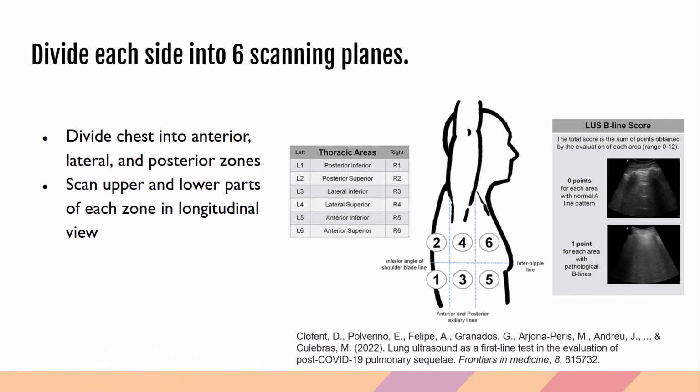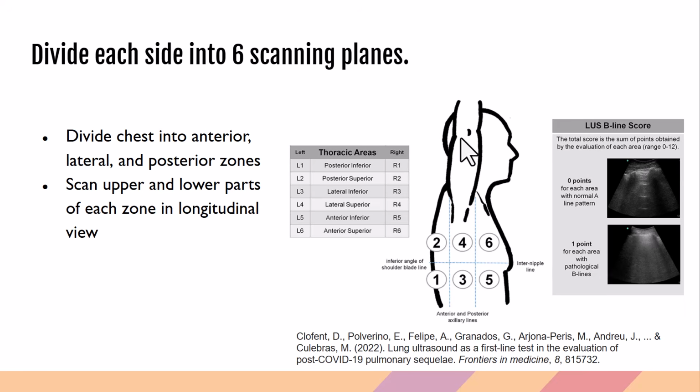There have been multiple protocols explored with lung ultrasound. The one illustrated here is from lung ultrasound as a first-line test in the evaluation of post-COVID-19 pulmonary sequelae. This is a 12-point ultrasound, basically 6 windows on each side to look at the superior and inferior portion of each of the lungs. So they choose a posterior approach and do the inferior and superior part of it, a more lateral approach looking at inferior and superior, and then an anterior approach looking at the inferior and superior.